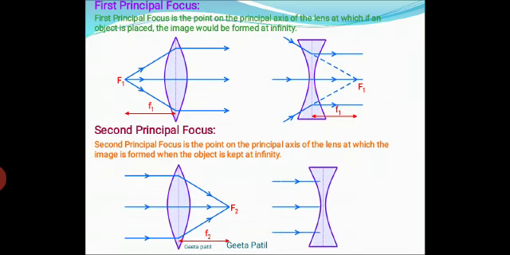In case of concave lens, when the object is placed at infinity, after refraction, the rays appear to be diverging from F2, which is known as the second principal focus for the concave lens.